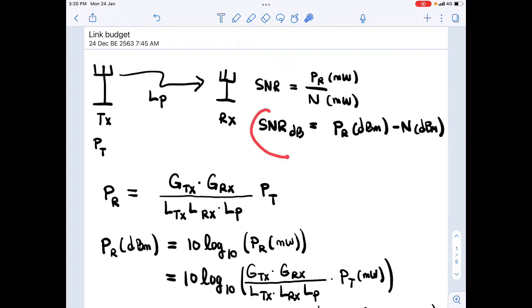So SNR in dB, or log scale, is equal to the receive power in dBm minus the noise in dBm. So dBm is a log scale. We can convert a milliwatt into log scale.